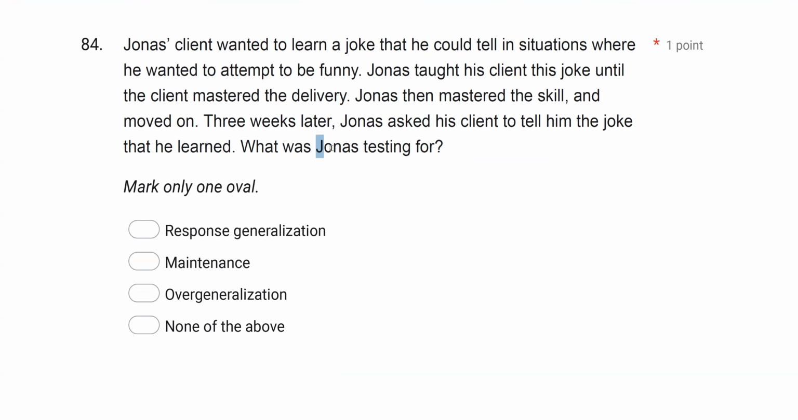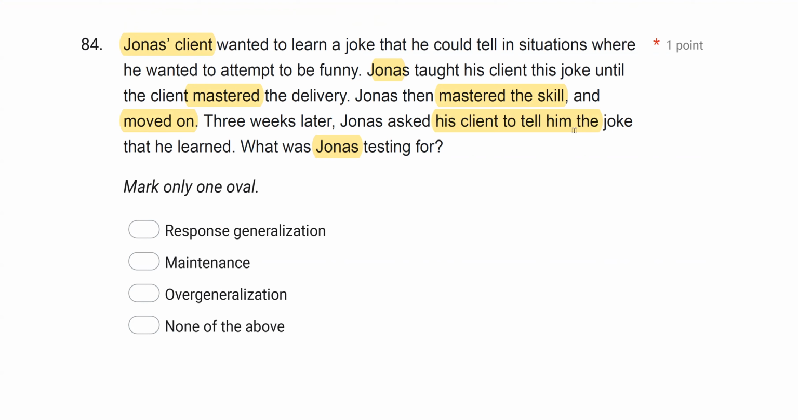All right, we're looking at Jonas's behavior and what he's testing for relative to what? Well, relative to Jonas's client. And so Jonas's client wanted to learn a joke, so he could be funny in situations. Jonas, the technician, taught the joke, and then the client mastered the delivery. Subsequently, Jonas mastered the skill and moved on. So we mastered the skill. We've stopped teaching the skill. We've moved on. Now, three weeks later, Jonas said, well, hey, tell me the joke.